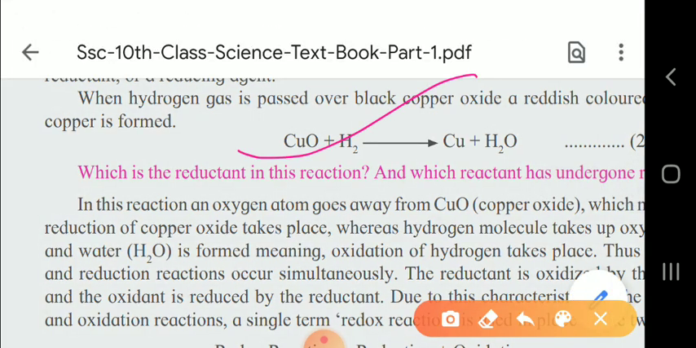CuO plus H2 gives Cu plus H2O, which is the reaction. In this reaction we can say that an oxygen atom goes away from the CuO. So it means that the reduction of copper oxide takes place. Here you can see this is the oxygen atom. It combined with this H2 and it forms H2O, that is a water molecule. So this water molecule is formed by the combination of hydrogen and oxygen. So what does it mean? That oxidation of hydrogen takes place.